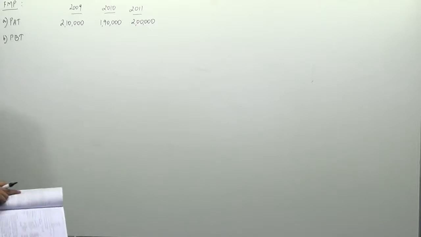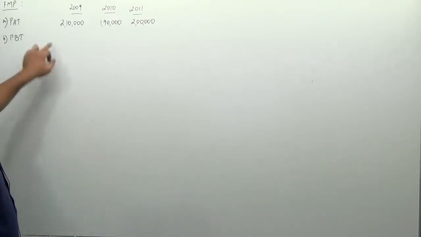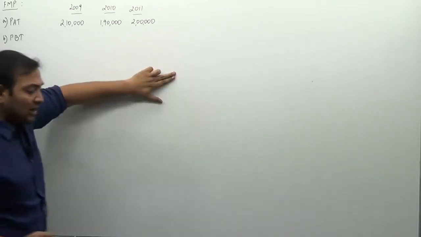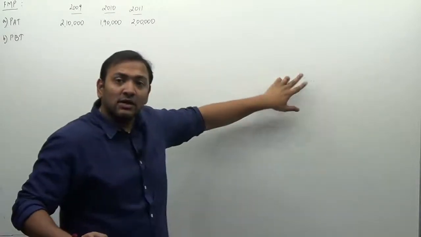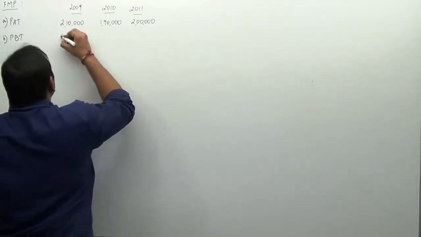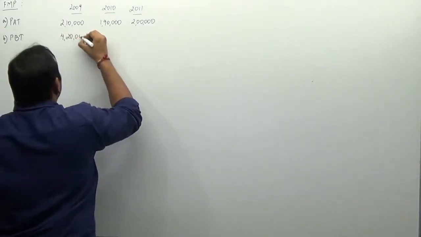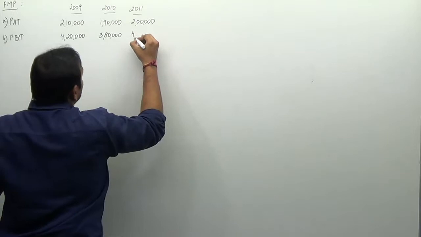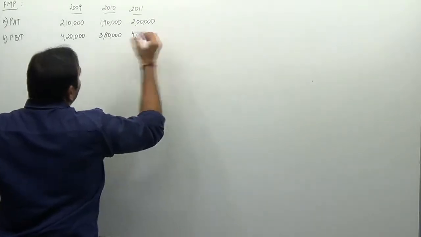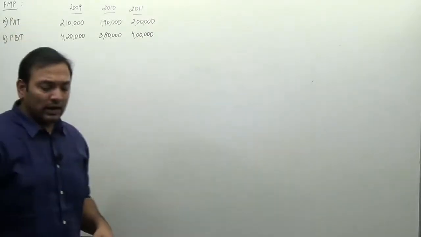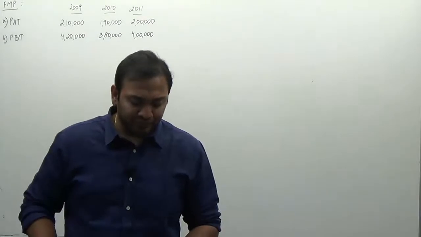How do we get PBT? Current tax rate is 50%. That means all the profits that you calculated is after charging a tax rate of 50%. If 100 rupees was PBT, 50 rupees was tax, and PAT was 50. So if this is 50, what is 100? Double. So PBT is 4,20,000, 3,80,000, and 4,00,000. This is my PBT. This is nothing but 2,10,000 into 100 divided by 50.